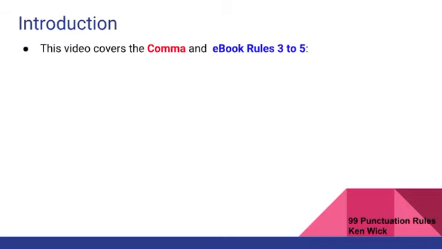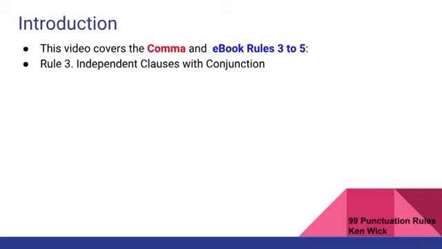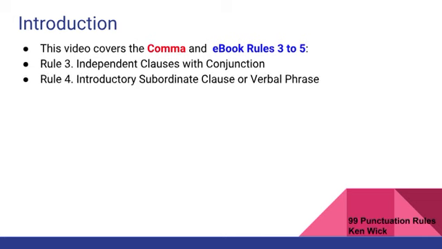So this video is on the comma, and it's going to cover ebook rules 3 to 5, which are independent clauses with coordinating conjunctions, introductory subordinate clause or verbal phrase, and the initial elliptical clause.